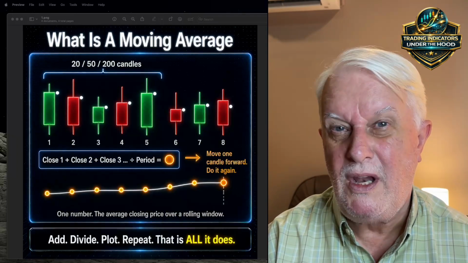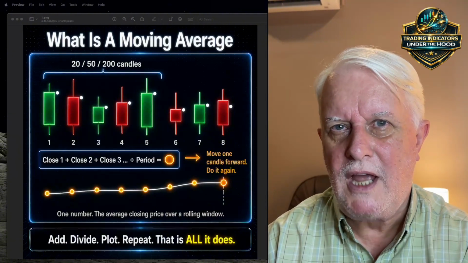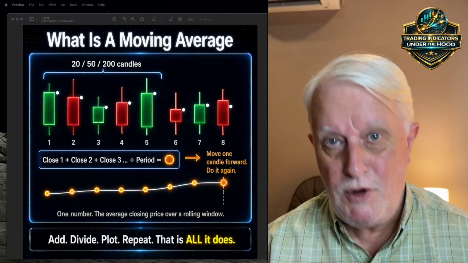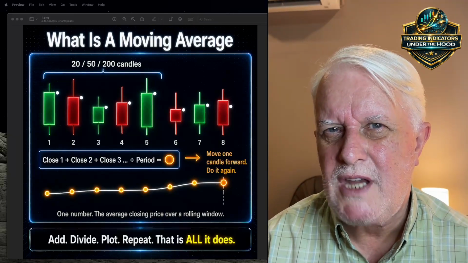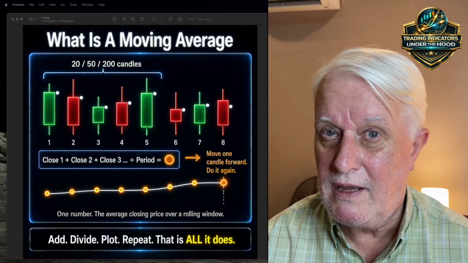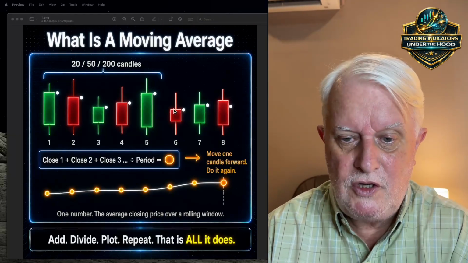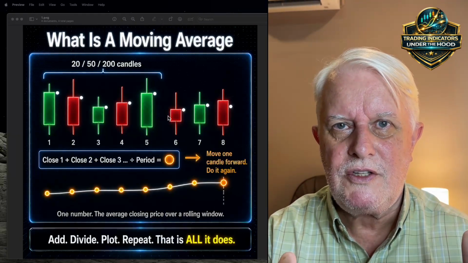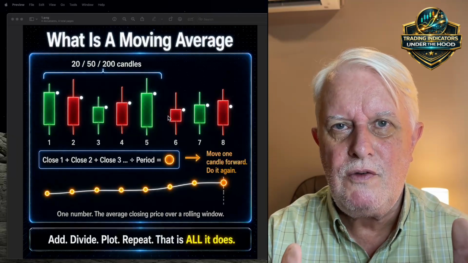As new candles form, the line moves forward, dropping the oldest candle off the end, calculating it again by adding the new one. That's why it's called a moving average. There are mainly three types of moving averages: SMA, EMA, and WMA. The simple moving average is what I just described before.